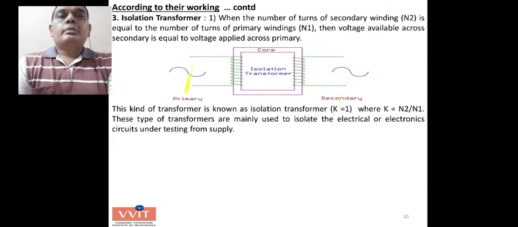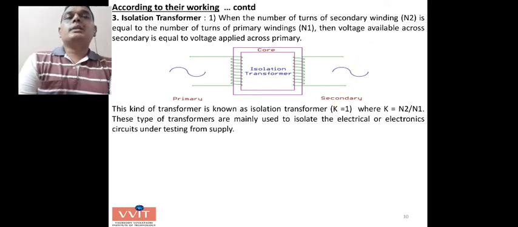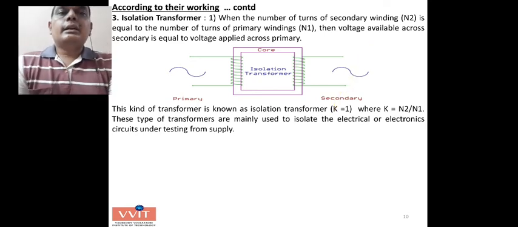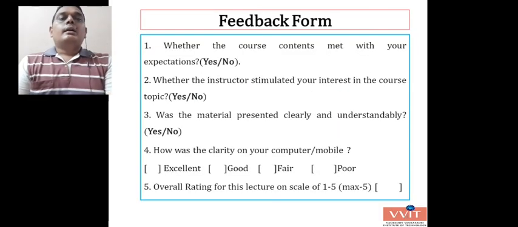In this primary we have both AC and DC. If you use this transformer, we can block the DC component and get only a pure AC in the secondary. This kind of transformer is the isolation transformer, where K = 1, K = N2/N1. This type of isolation, I already told you, is for testing the supply.